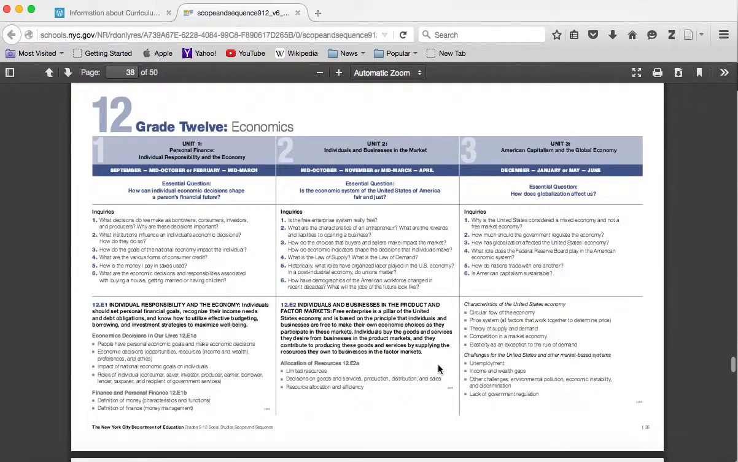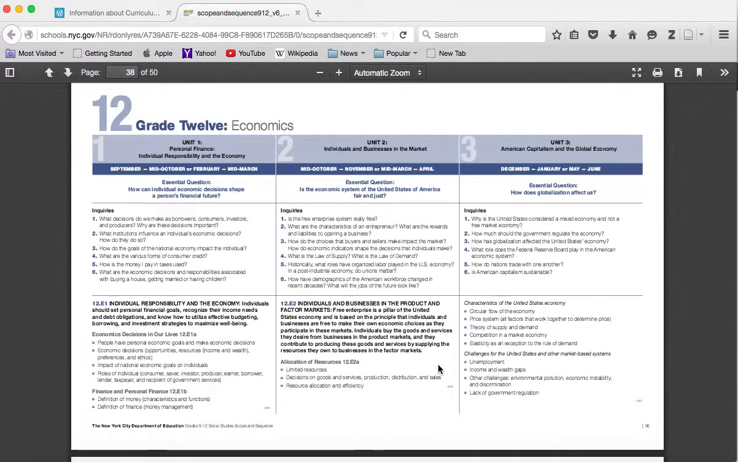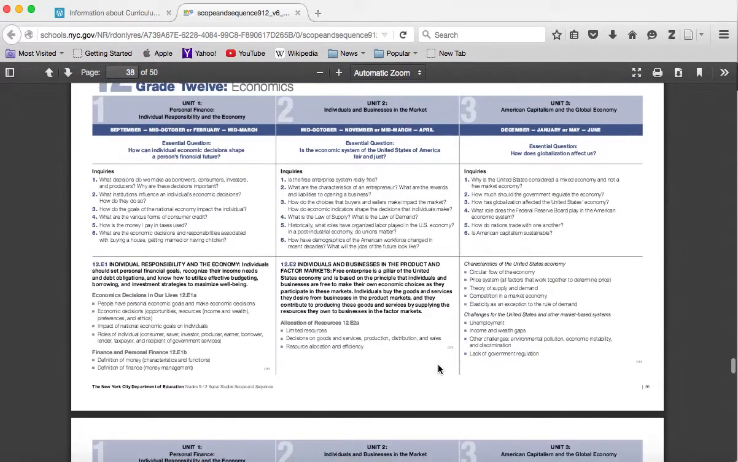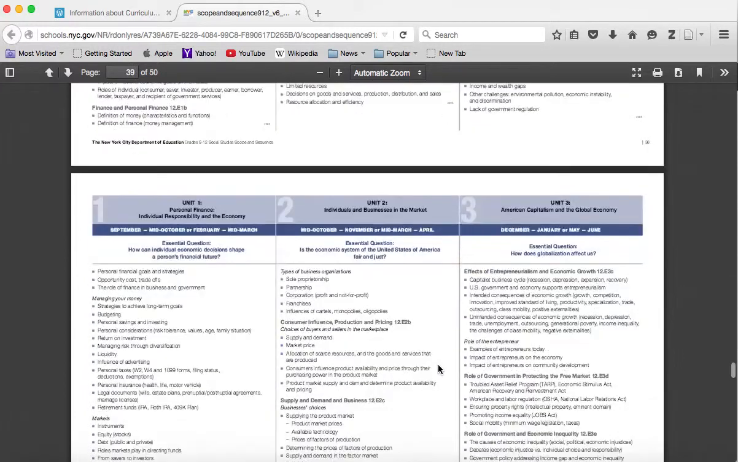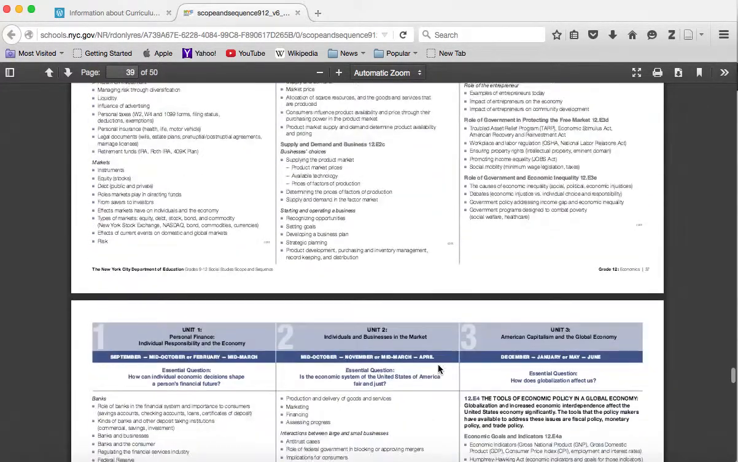Now, grade 12 economics is what would be covered in the second half of the grade 12 history. This could be either in the first half or the second half. It's split. But here there are 3 units as well, and we cover things such as personal finance, individual responsibility in the economy, individuals and businesses in the market, and American capitalism in the global economy. Now again, broken down the same way, and as you scroll down you can see the sections broken down.